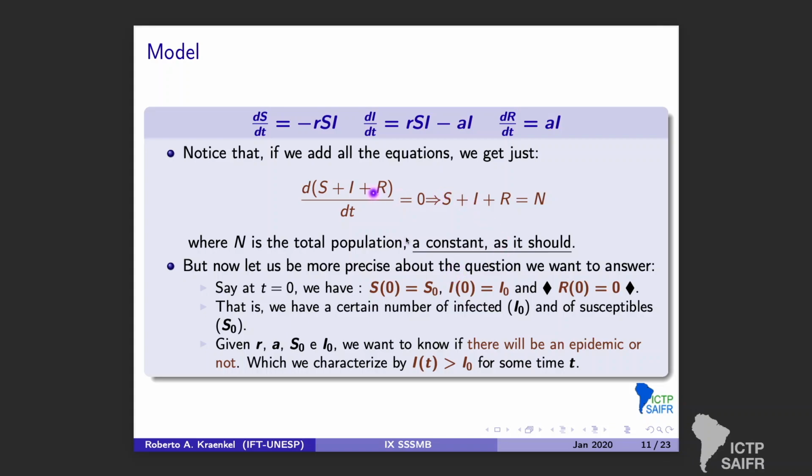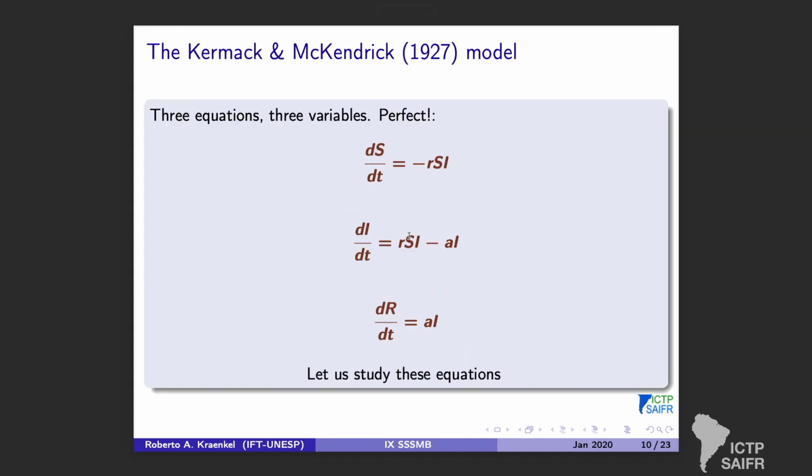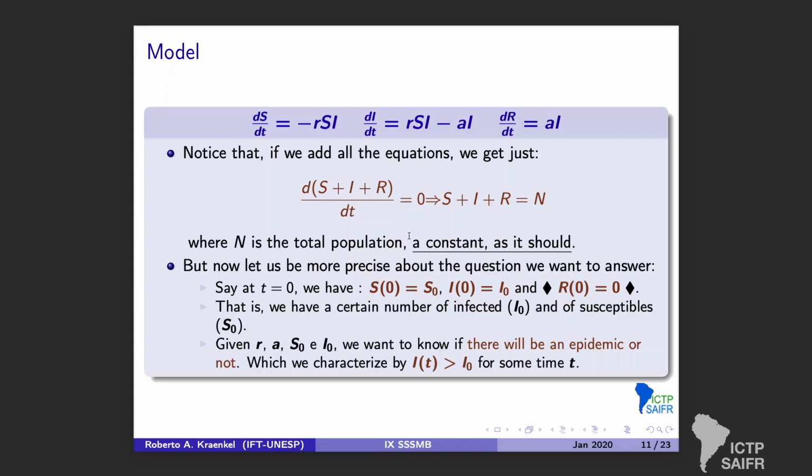And the first thing is, observe that if you add the first, the second, and the third equations, then you will get that the derivative of S plus I plus R with respect to time is zero, and the total population is constant, and we will call it N. So the total population is constant, and your system of equations is compatible with what we have assumed before.